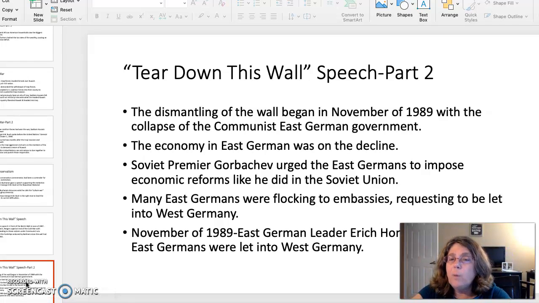The dismantling of the wall began in November 1989 when the East German government officially collapsed. Why did the East German government collapse? You might want to delve into that. The economy in East Germany had been on the decline. Soviet Premier Gorbachev urged the East Germans to impose economic reforms like he did in the Soviet Union, but they really didn't. Many East Germans flocked to embassies requesting to be let into West Germany. In November 1989, East German leader Erich Honecker resigned and East Germans were let into West Germany. So that is the last topic, the end of the Cold War.